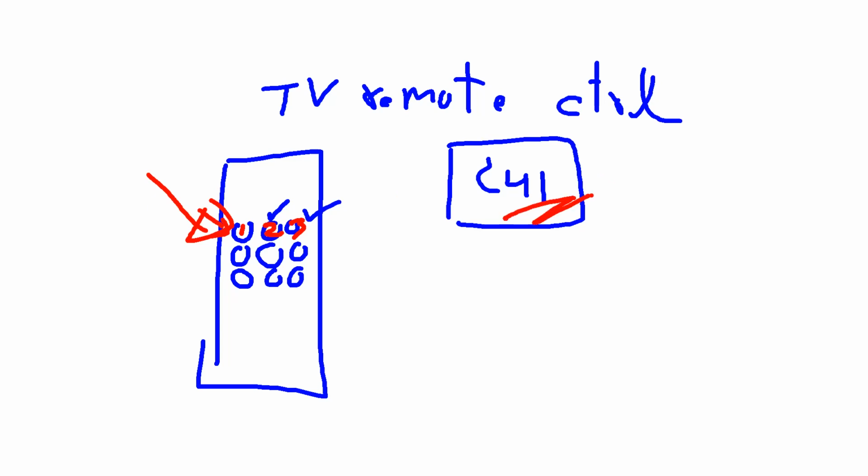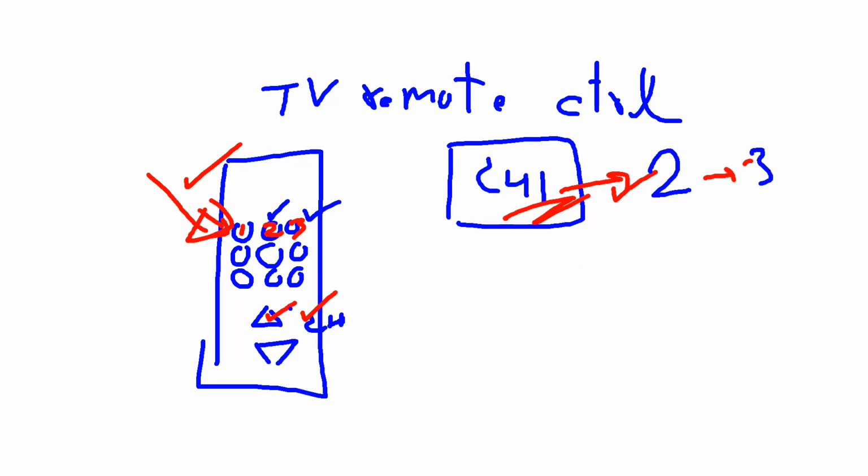This kind of behavior is like a combinatorial circuit. Same input gives same output. But if you consider the button for channel up and down, increase and decrease channel of the television, what happens? Assume now it's channel 1. If you press up, then it changes to maybe channel 2. If you press up again, it goes to channel 3, right? Same input, up, but different output.